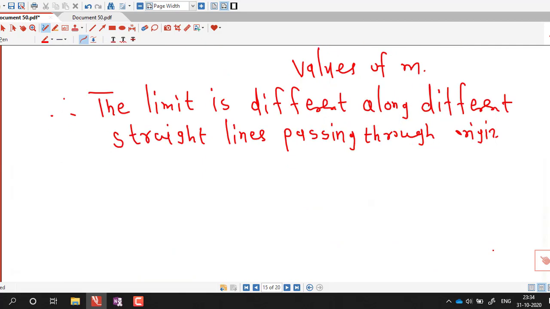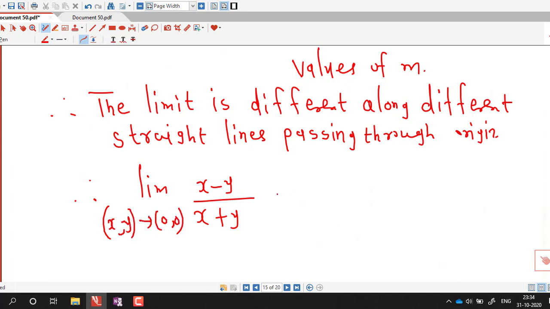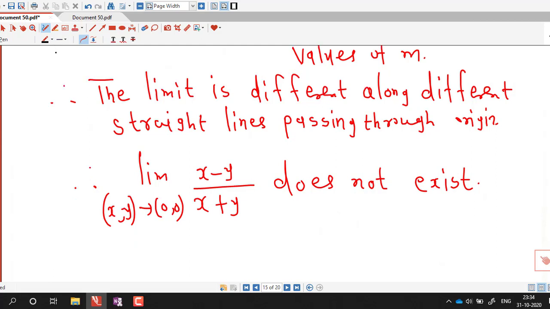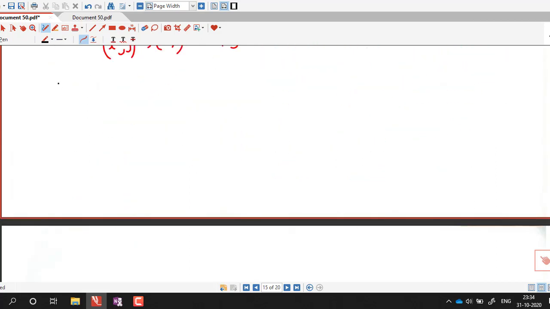So therefore, the limit of (x minus y) over (x plus y) as (x, y) tends to (0, 0) does not exist. So we consider one more example to check the limits.